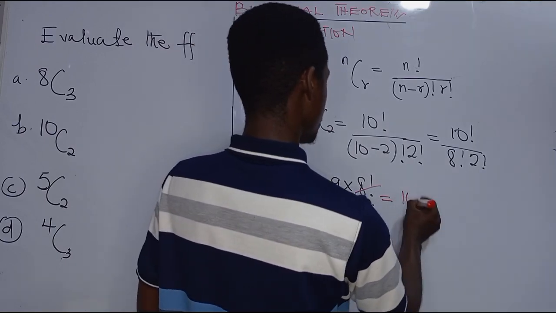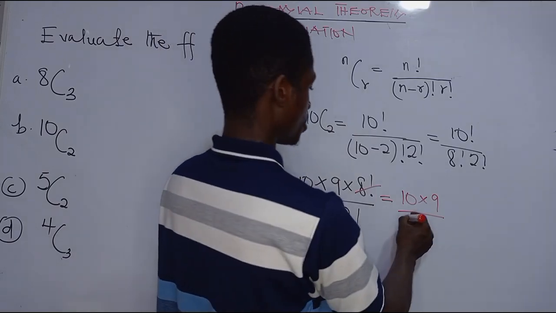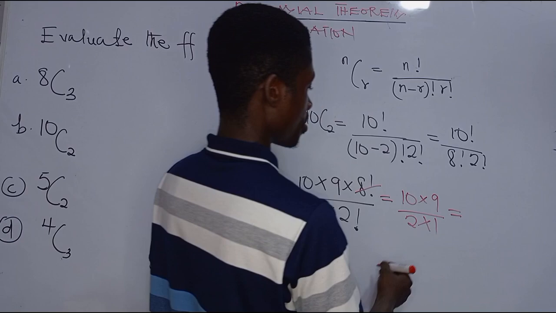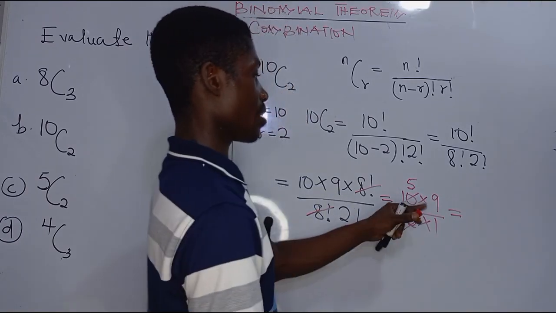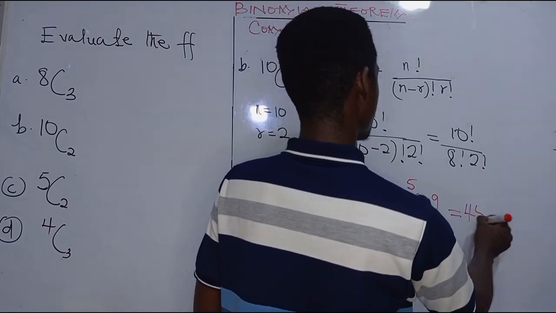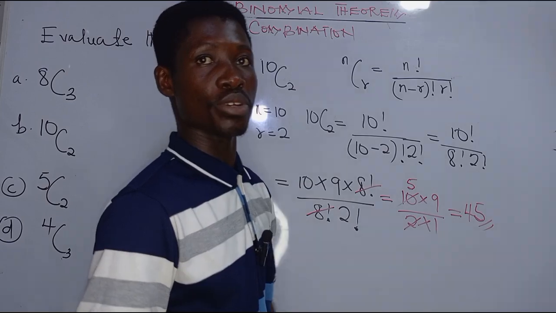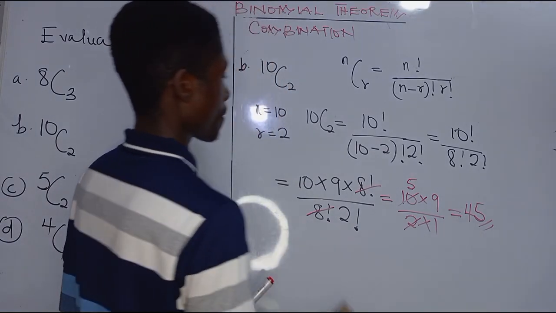So we have 10 times 9. 2 factorial means 2 times 1. So when you simplify, you know that 2 can cancel 10 and we have 5. So 5 times 9 will give us 45. Therefore, 10 combination 2 will give you 45. Let's take the next example.